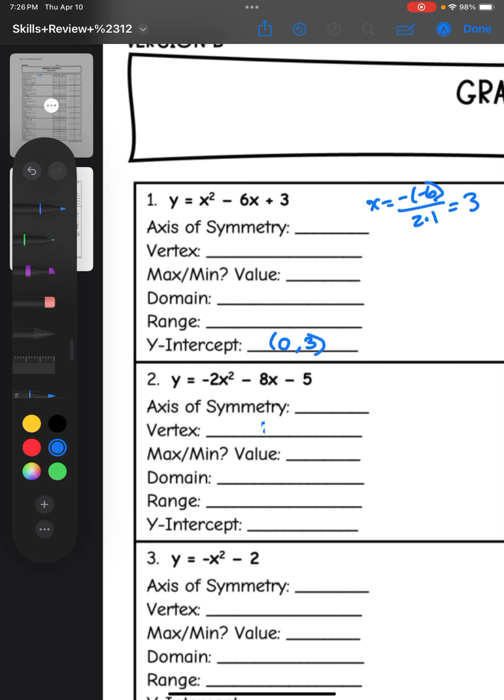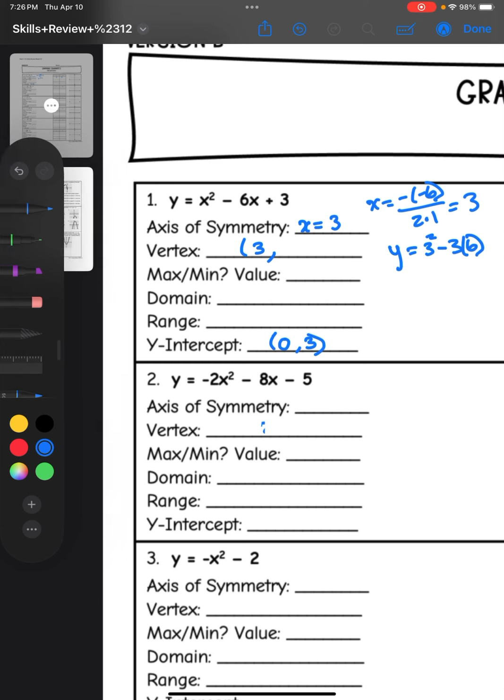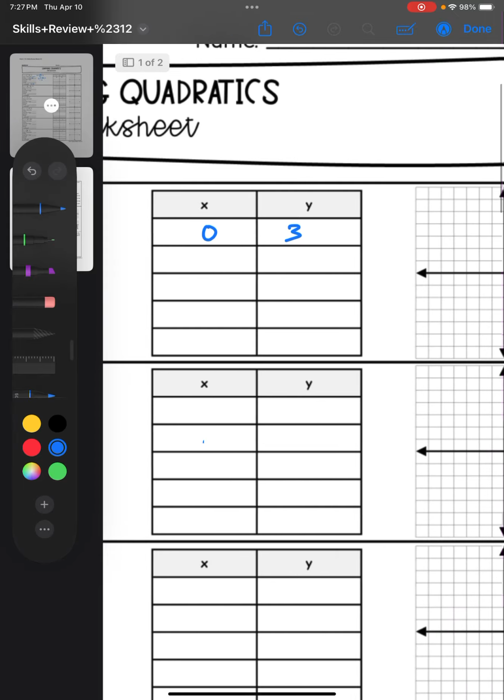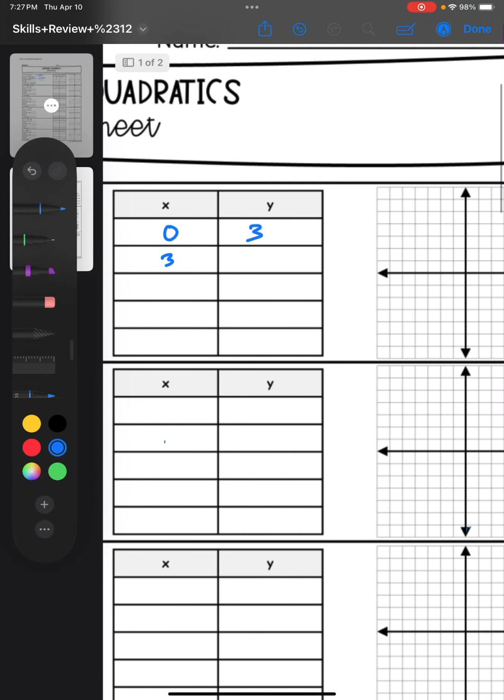So then we are left with a positive 3. So that's helping with our vertex, which tells us here that our axis of symmetry is going to be x equals 3. Then we plug that in. So with y, if x is 3, we have 3 squared minus 3 times 6, then plus 3. So from there, we should get a negative 6. So our vertex, again, you can plug it in here. We have a 3, negative 6.